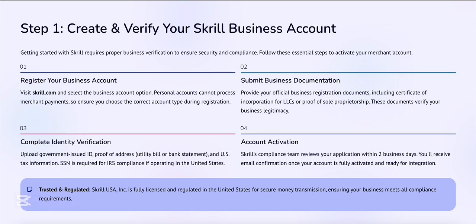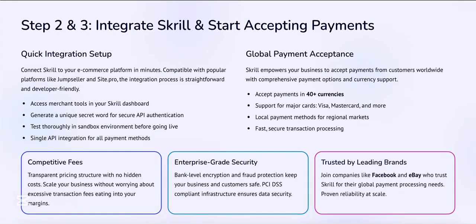Once approved, go to Merchant Tools inside your Skrill dashboard. Here you will see API keys and merchant IDs, webhook settings, and integration guides. Select your platform: Shopify, WooCommerce, Wix, custom website, marketplace, or script. Download the official Skrill payment plugin or copy your API key into your checkout system.